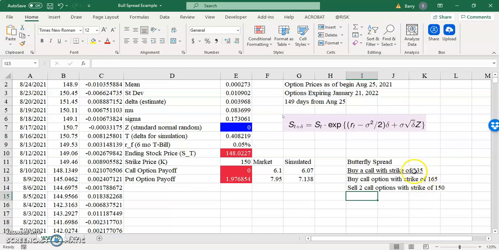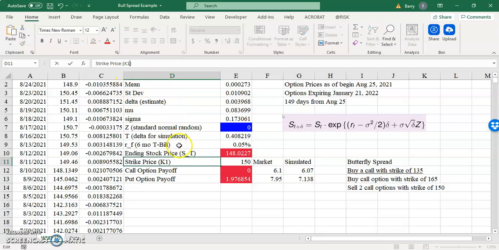And they can be spread out more around the 150. But typically the option where we're selling two of the call options, the strike price a lot of times is chosen to be somewhere close to the current stock price. And the current stock price is about 149. So we'll call this strike price here K1.